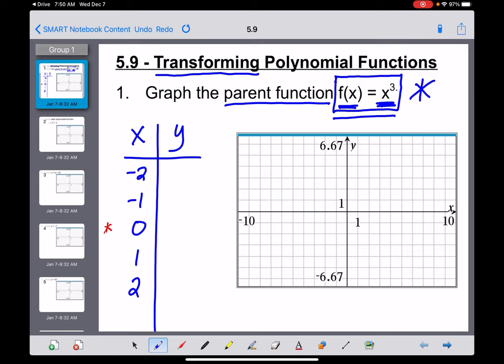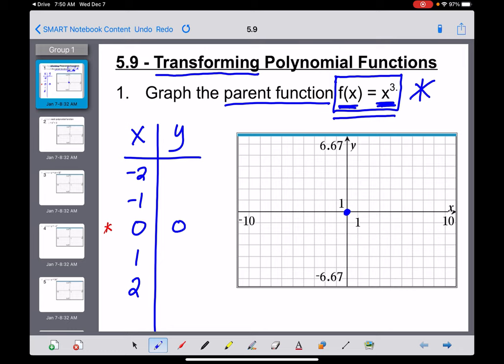0 cubed, hard math right here, is 0. So I now know that this graph passes through the origin. And you want to ask yourself at this point, does that give me enough information to know what this graph looks like? And the answer to that is most definitely no. So we need to keep going, and we need to graph a little bit further now.